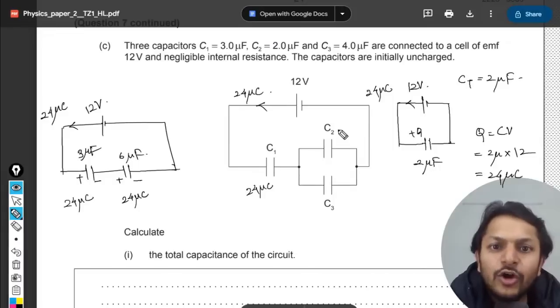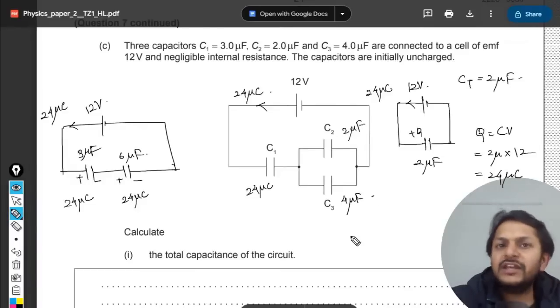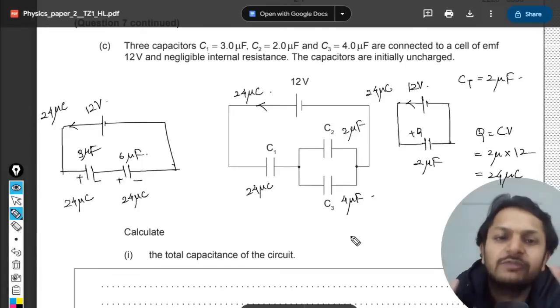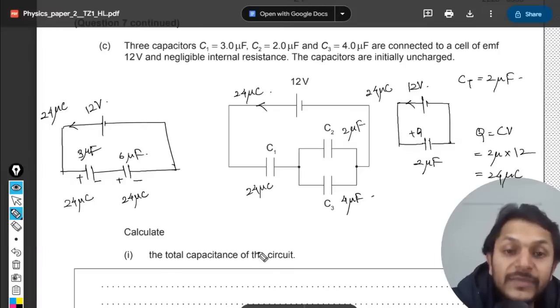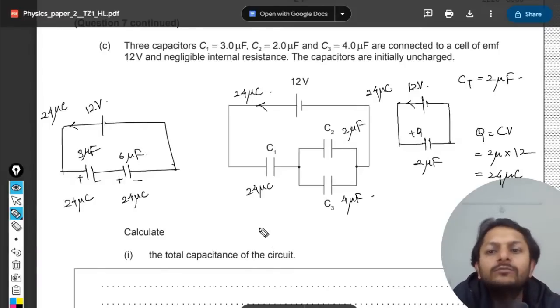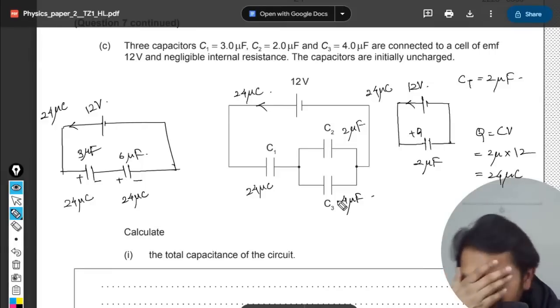C2 and C3 are not equal to each other now. Even that is a problem. If it would be equal, we would have said that, okay, fine, these two are equal, so the charge will be equally distributed. But now the charge is not equally distributed. Now there is another problem. So what can we do now? So 24 microcoulomb is this. We want to have the charge on C2.